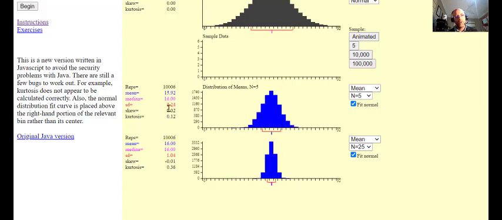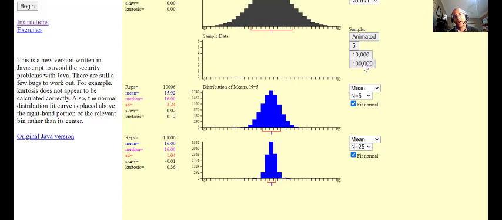Okay, so you can see now that the mean is 15.92 when n equals 5. And when n equals 25, it's actually 16, like the population, the parent population. The standard deviation is 2.24 and 1.04. So the standard deviation seems to be approaching 1 for the higher sample size. They're both approaching the population mean.